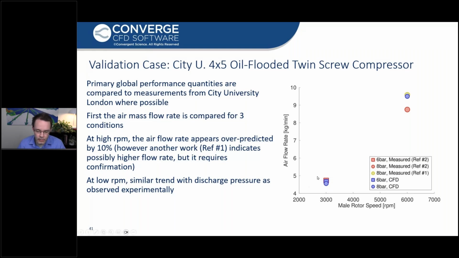It was better at the low RPM. At the higher RPM, there was a little more uncertainty. That's why there are 2 different measurement points included there, in both the red and the yellow. So for the initial reference number 1, our agreement was very good. And for reference number 2, we were predicting higher than what was measured.